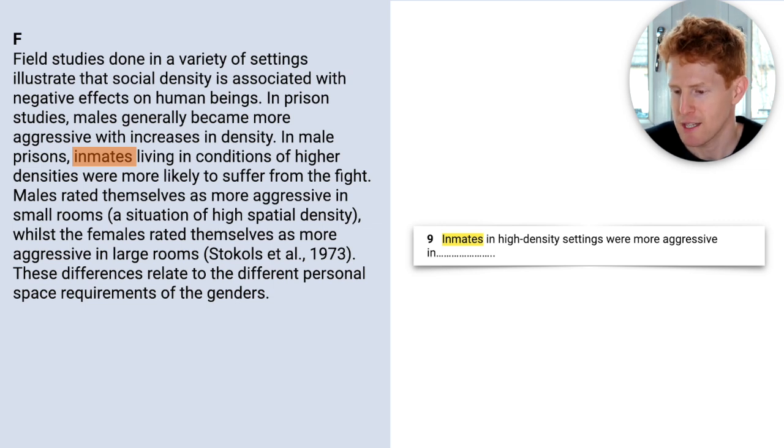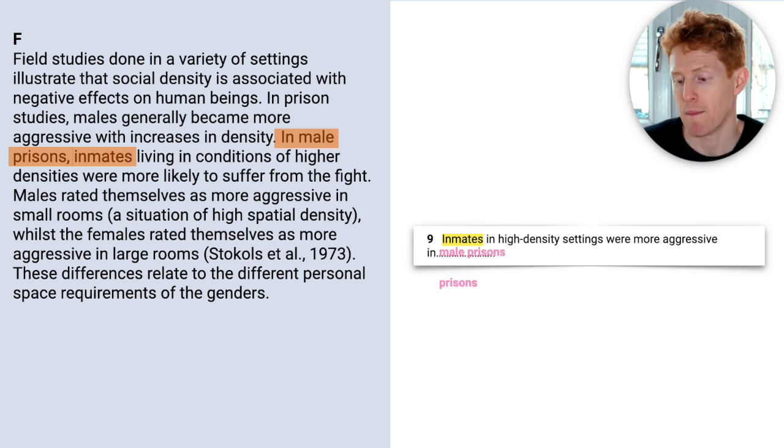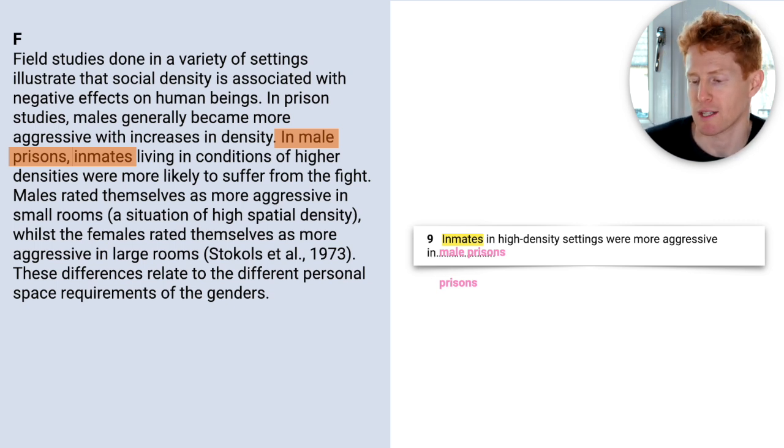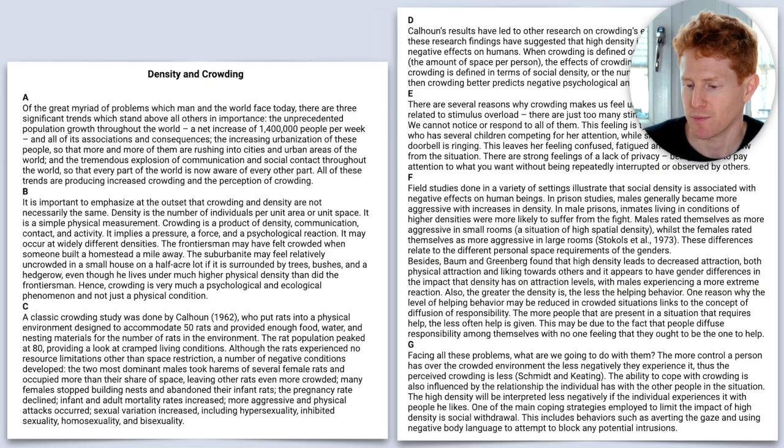Okay, in this case, the answer is here. In male prisons, inmates in high-density settings were more aggressive in male prisons. Or we could just write prisons and we would still get the correct answer. This is 1 or 2 words, which again is 3 or less words, so that's fine.